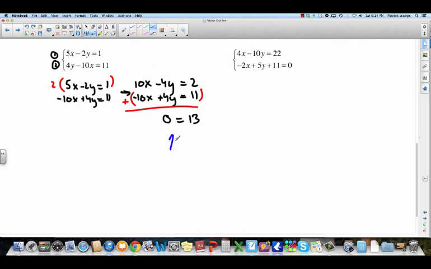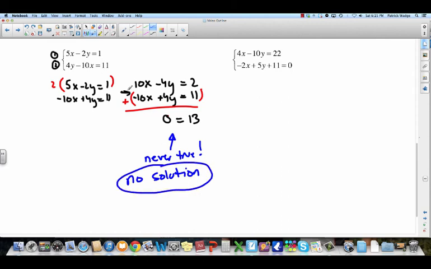Is this true? 0 equals 13? No, this is not true. This is never true. This is just some strange erroneous statement. And if you get something like that, 0 equals 13 or 0 equals 11 or 2 equals 9 or something like that, that means that there is no solution. In other words, if you were to graph these two lines, what do you know? They'd be parallel lines.